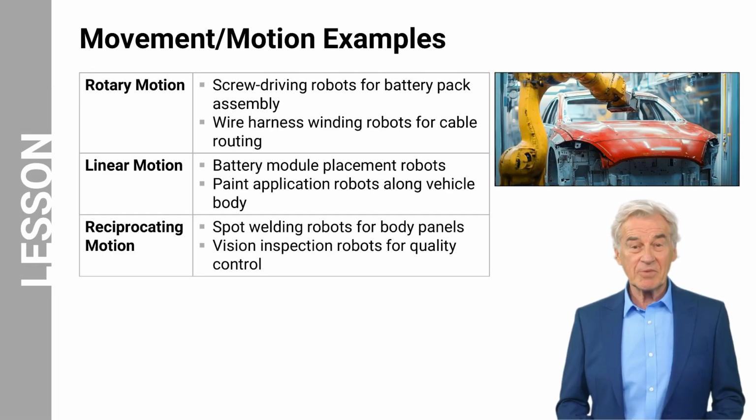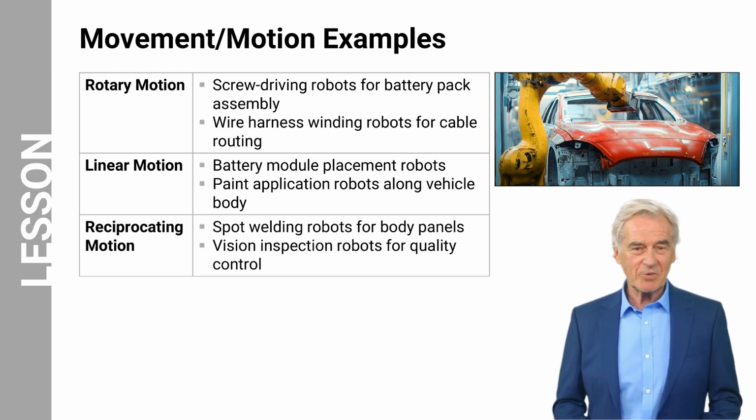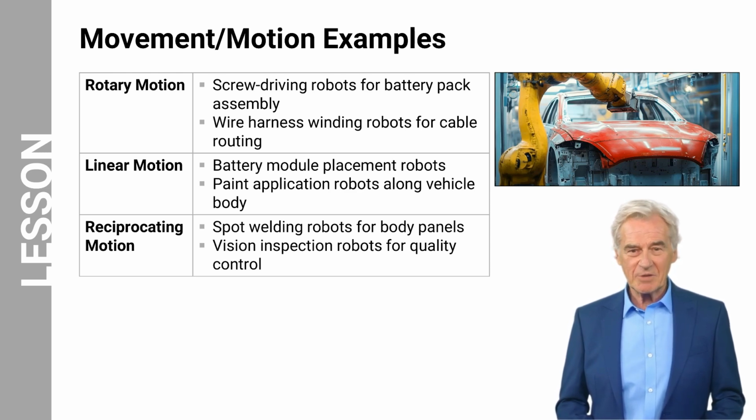Some examples of robotic arm motions in EV manufacturing are listed here. Examples of rotary motion include screw-driving robots for battery pack assembly and wire harness winding robots for cable routing. Linear motion is demonstrated by battery module placement robots and paint application robots that move along the vehicle body. Reciprocating motion can be seen in spot welding robots for body panels and vision inspection robots that perform quality control.